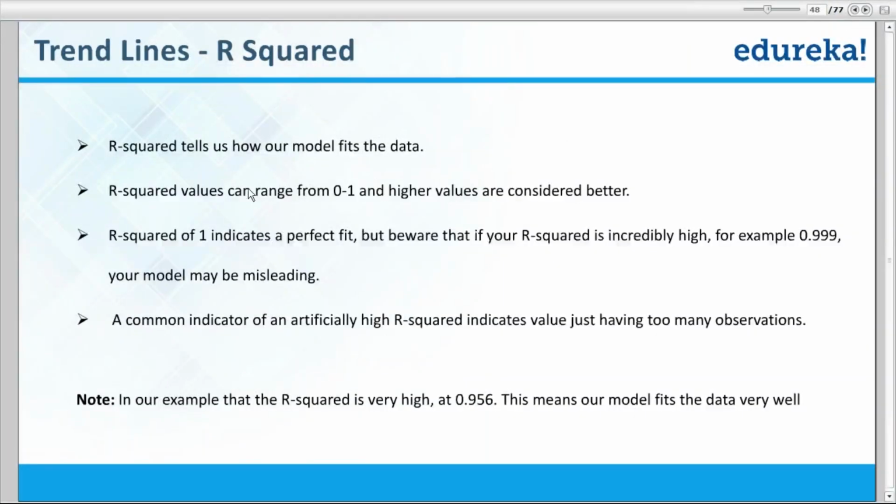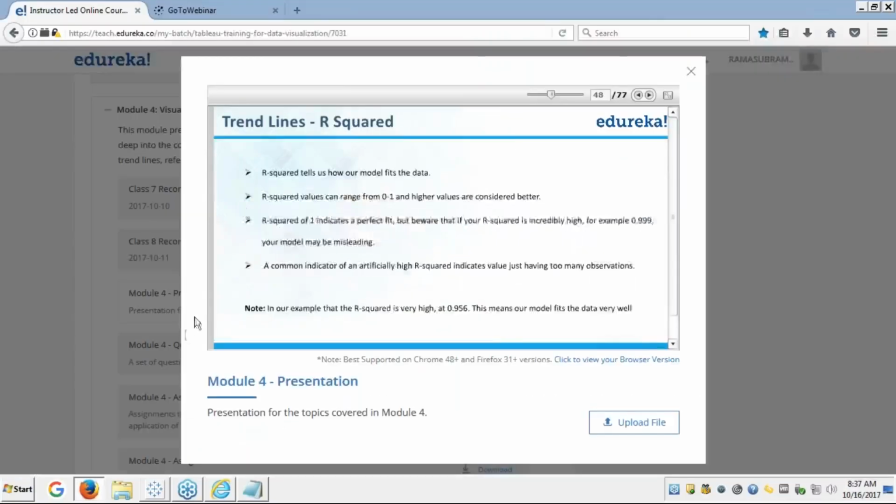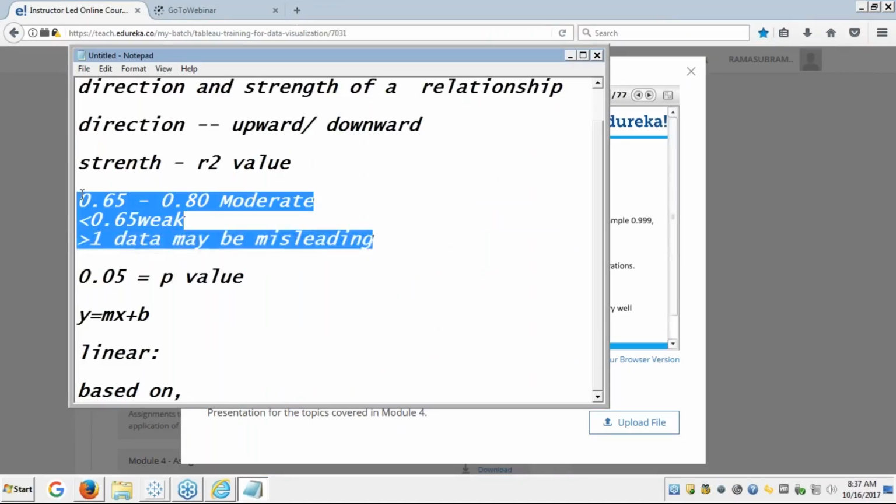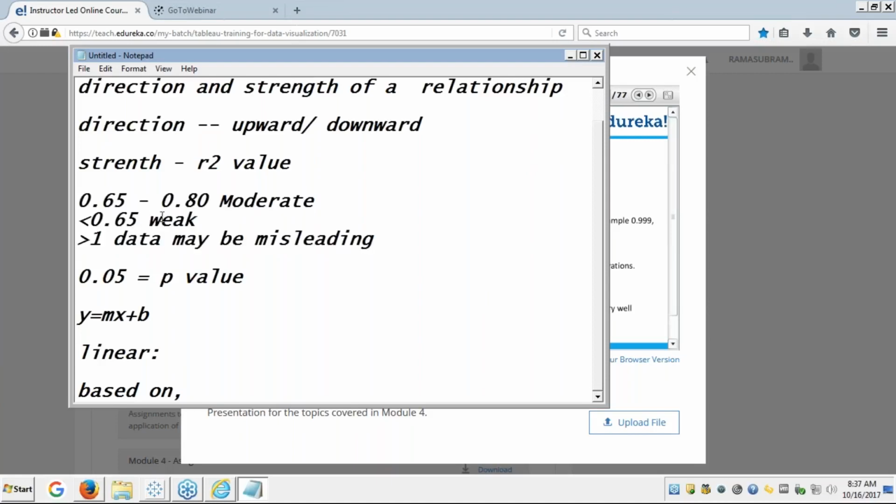And R-square tells what is the strength of the model, how well the model fits. The value can range from 0 to 1. So these are the actual numbers. I think they have not given that in the slide, but you can make a note of these numbers. If it is 0 to 0.80, it's moderate. Less than 0.65 is weak. If it's greater than 1, the data may be weak or misleading.